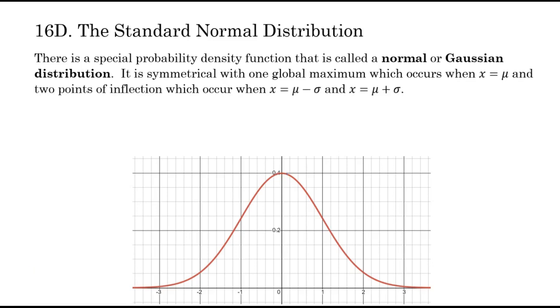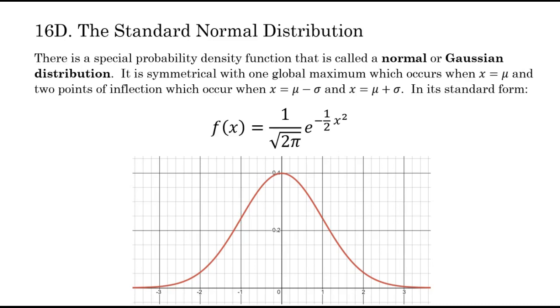And it has 2 points of inflection. Remember, that's where the second derivative is 0, it changes concavity, and these occur one standard deviation either side of the mean. So that's those 2 points there. You can see a change in concavity. If you look closely, you can see those 2 points of inflection: one standard deviation above the mean and one standard deviation below the mean.